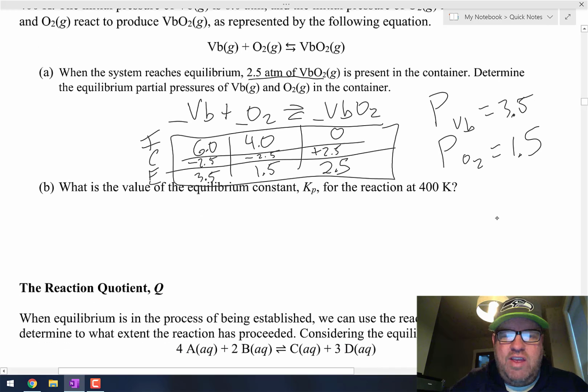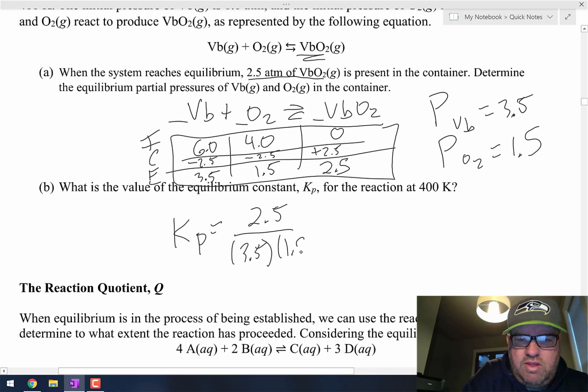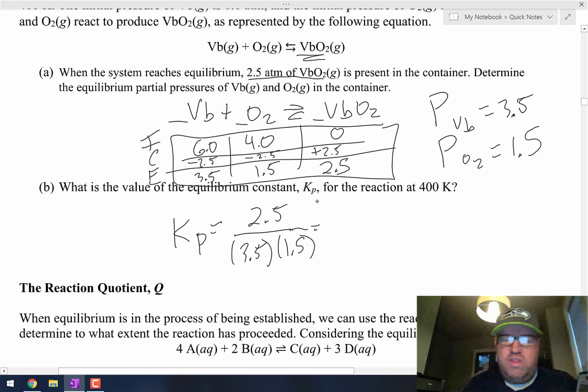Part B, what is the value of the equilibrium constant? Well, now we've got our equilibrium values. So now Kp is simply going to equal the pressure of VbO2, 2.5, over 3.5. They're all 1, so we don't need to square or cube anything, times 1.5 on the bottom. Again, check your math with mine. Do it along with me. Make sure that you're getting the same answer I am. When I type this into my calculator, I go 2.5 divided by 3.5 divided by 1.5, and that equals 0.476.